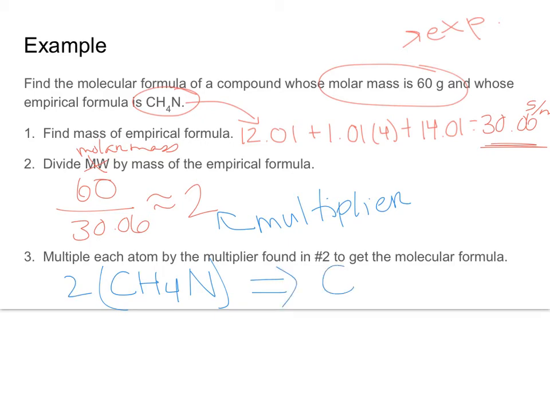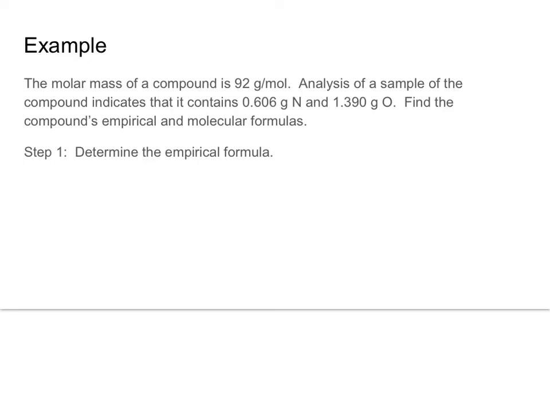I'm going to multiply all of that by 2. And so my molecular formula is going to be C2H8N2. So the actual formula for the molecule, if I were to look at it, would show me that I have 2 carbons, 8 hydrogens and 2 nitrogens. And again, I used the molar mass of the empirical formula with the molar mass that was given in the question. I divided them to find the multiplier and then multiplied everything to get to that molecular formula. We're going to look at one more example that's a little more complicated.